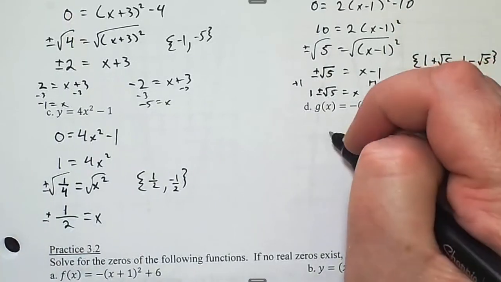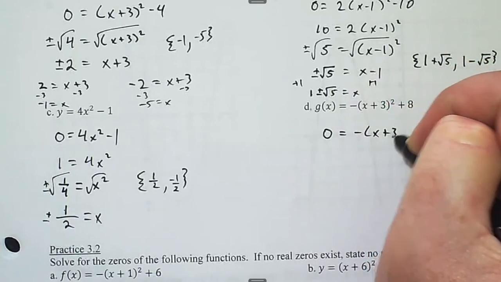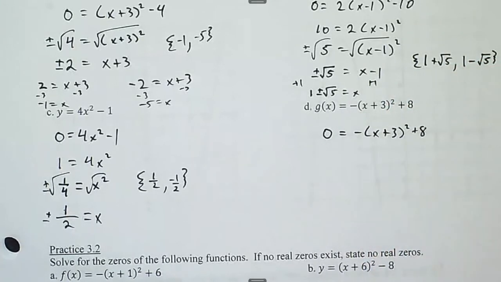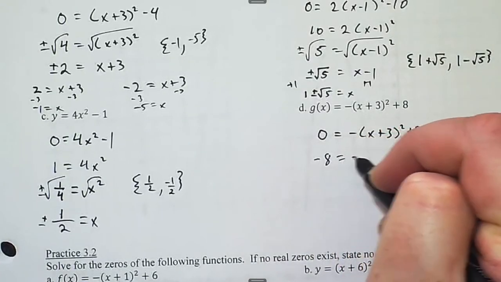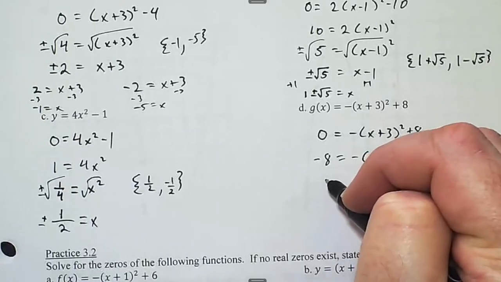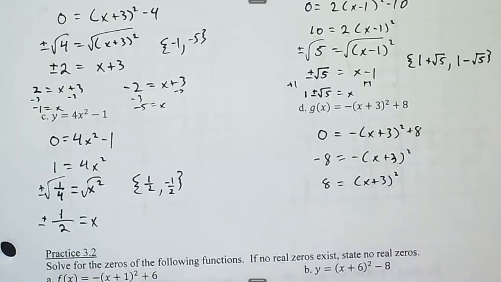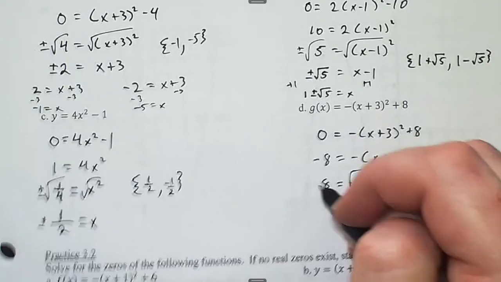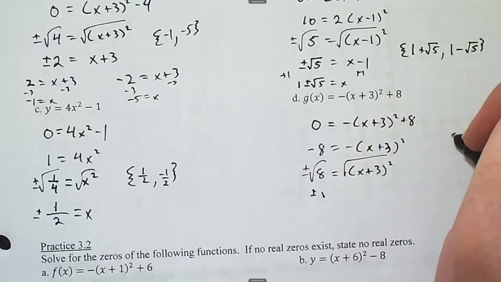All right, we'll try the next one. Plug a 0 in here. We're finding the zeros, remember. All right, we're going to work to isolate the squared portion, so I'll move the 8 over. Divide both sides by a negative 1. Then I'll take the plus or minus square root of both sides. So I have plus or minus the square root of 8.